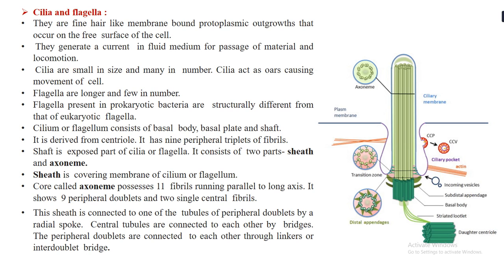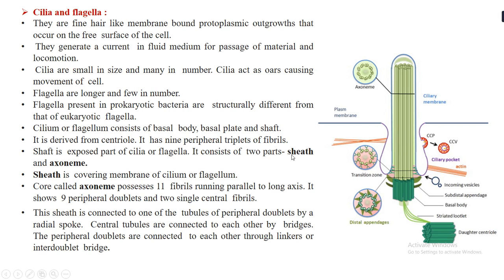The cilium and the flagellum consist of the basal body, the basal plate and the shaft. It is derived from the centriole. It has 9 peripheral triplets of the fibrils. So if you see this, these are the 9 peripheral triplets of the fibrils, and the shaft is the exposed part of the cilia or the flagella.